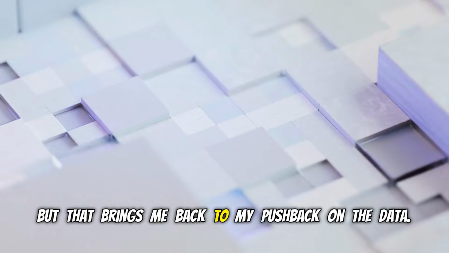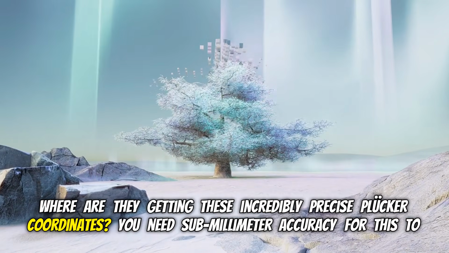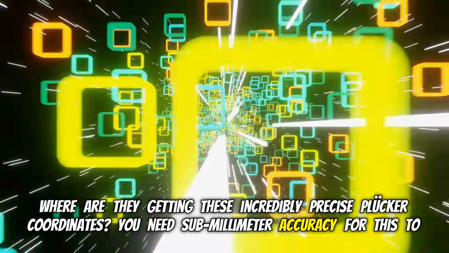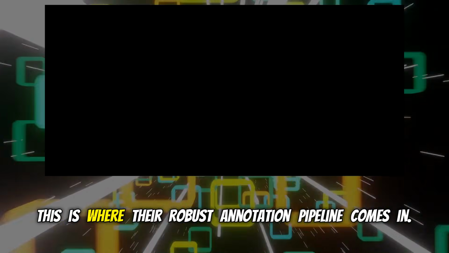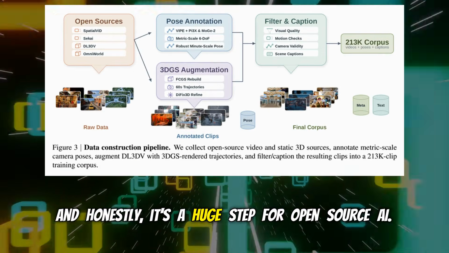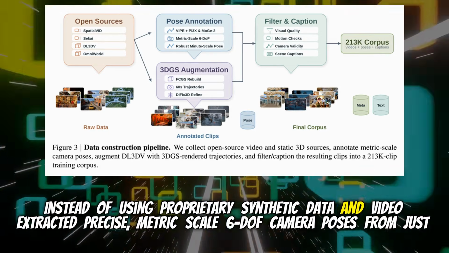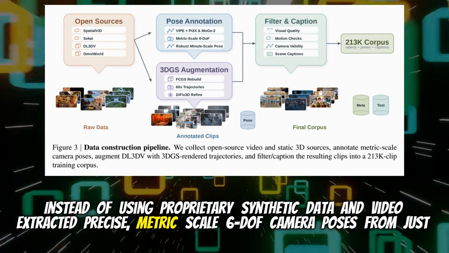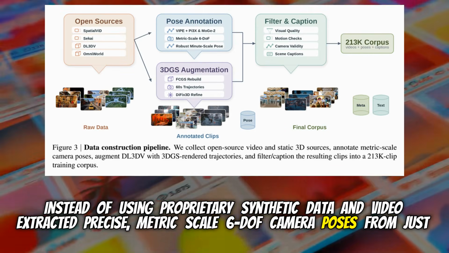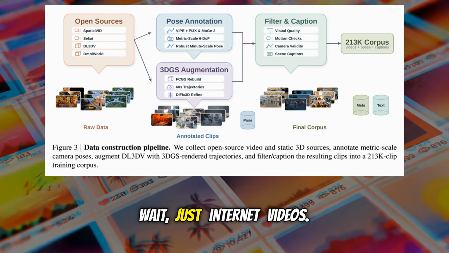But that brings me back to my pushback on the data. Where are they getting these incredibly precise Plücker coordinates? You need sub-millimeter accuracy for this to actually work. This is where their robust annotation pipeline comes in. And honestly, it's a huge step for open source AI. Instead of using proprietary synthetic data, NVIDIA extracted precise, metric scale 6DoF camera poses from just around 213,000 completely public internet videos. Wait, just internet videos.